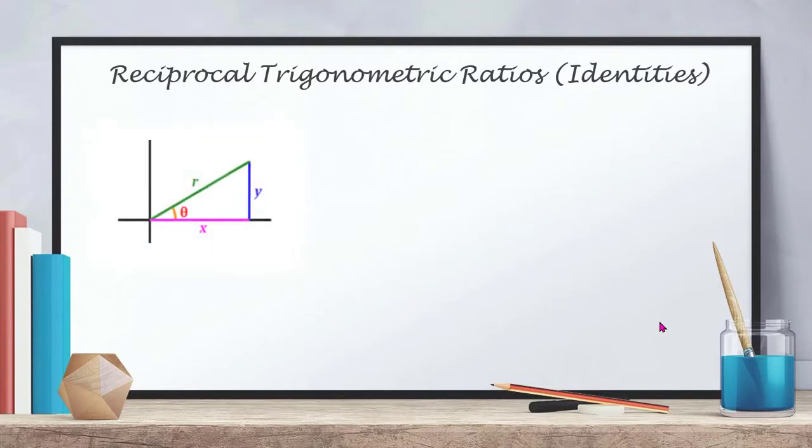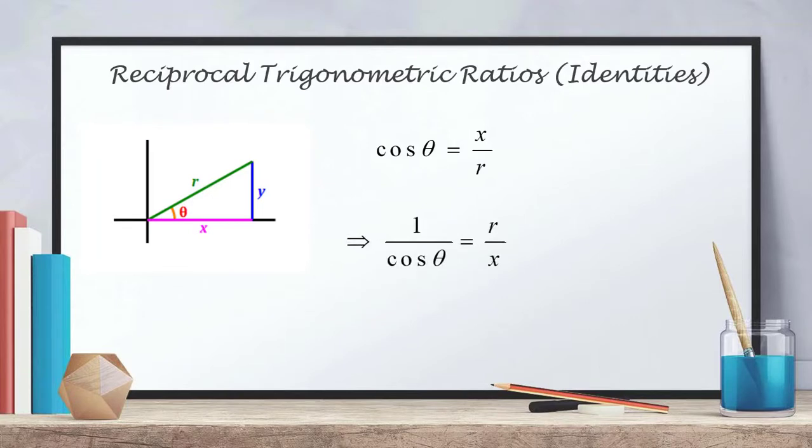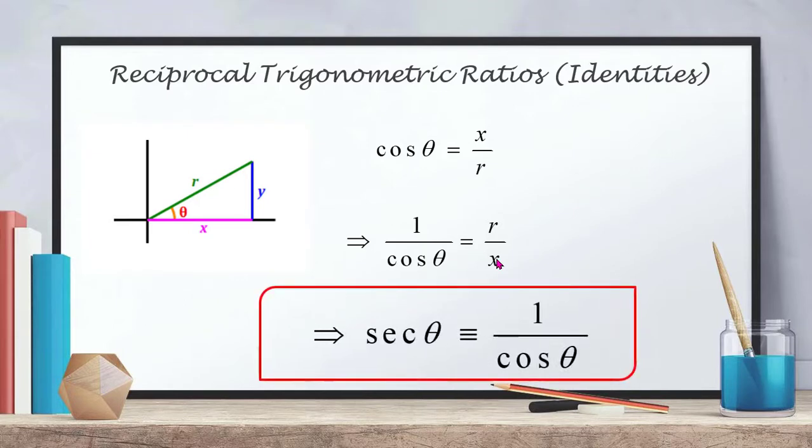The next one is when we reciprocate cosine of theta, which is equal to x over r, adjacent over hypotenuse. If we reciprocate it, we write it as 1 over cosine. We are also going to reciprocate the right hand side, so we have r over x, and this reciprocal is called sec. So the sec of theta is identical to 1 over cos theta.